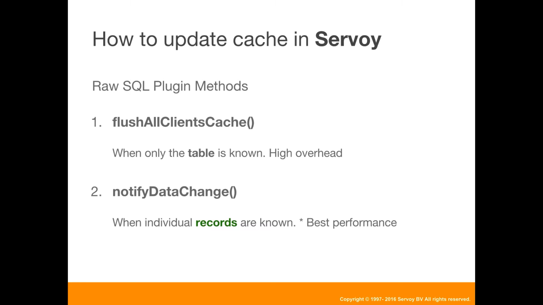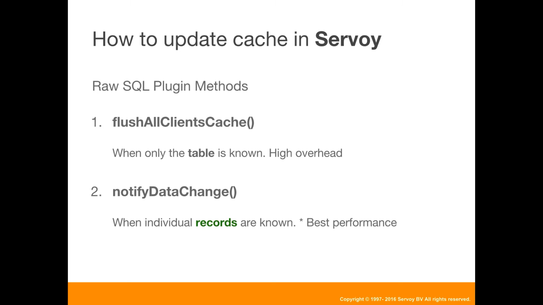Just a bit about how to notify the Servoy clients in either of those strategies. There's two ways to do it. It's on the raw SQL plugin, which ships in all builds of Servoy. One is to flush all clients cache, and I call this the brute force approach. It's when you know that a table's been modified, you don't really know which records have been modified, so you say, listen, Servoy clients, there's been a change to this table, update your caches. And so then all the clients of the app server will update any found sets and any records which are based off of that table.